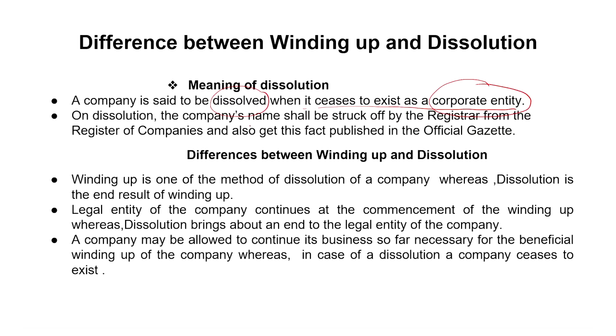On dissolution, the company's name shall be struck off by the registrar from the register of companies. What is the effect of this dissolution? The name of the company is struck off by the ROC from the company register, and this activity is published by the ROC in the official gazette. So, the entire process of the government or government office is governed by this official gazette, which is also known as gazette notification.